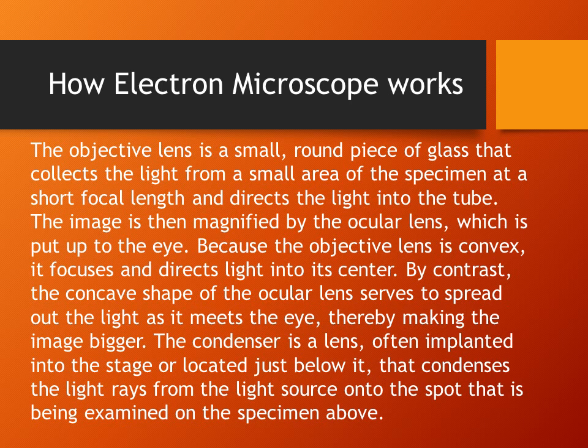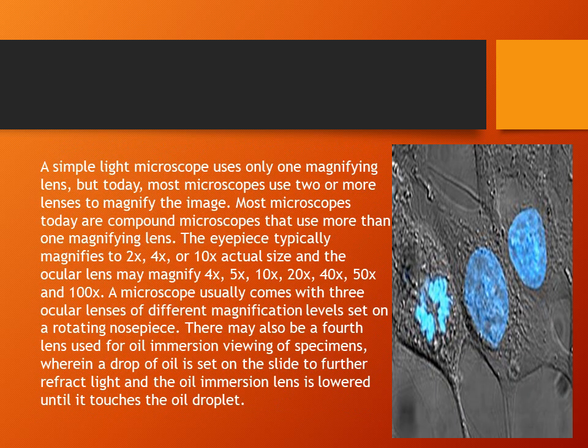Now at the end, what is the end of it? As we know, the light ray from the light source falls onto the spot that is being examined on the specimen above. The simple light microscope uses only one magnifying lens, but today most microscopes use two or more lenses to magnify the image. Most microscopes today are compound microscopes that use more than one magnifying lens. The eyepiece typically magnifies 2 times, 4 times or 10 times the actual size.